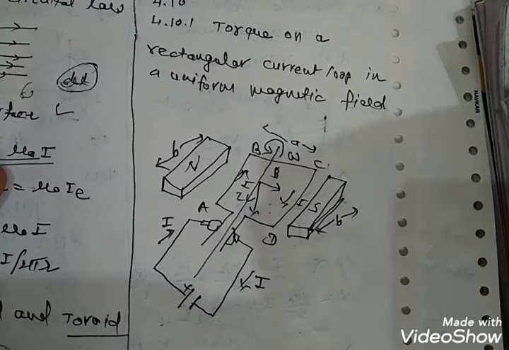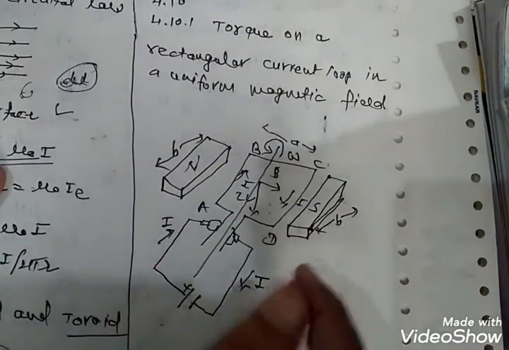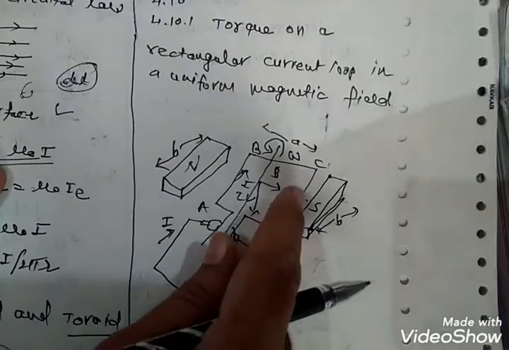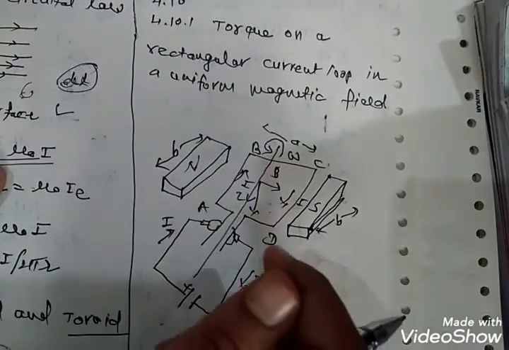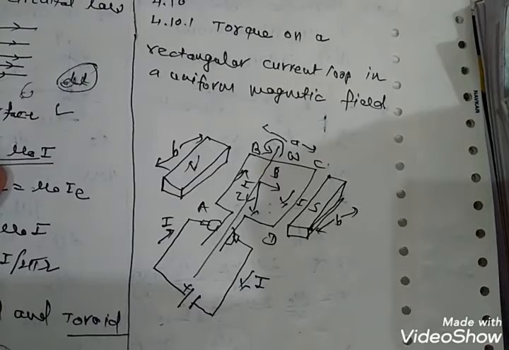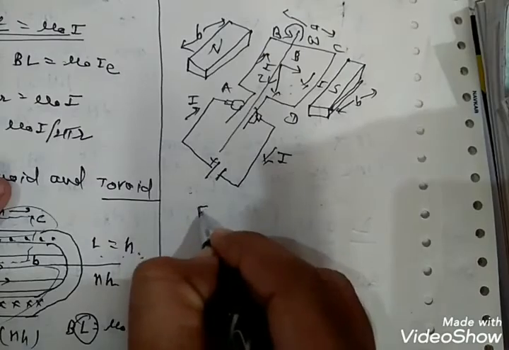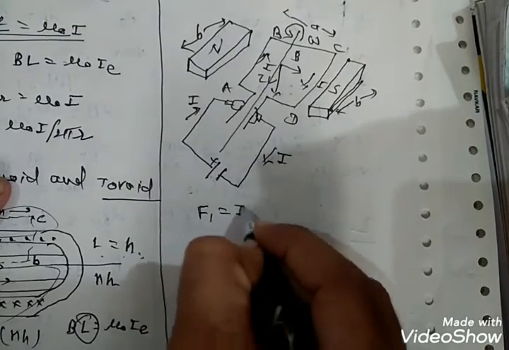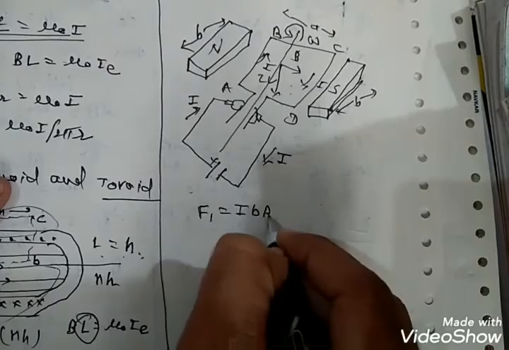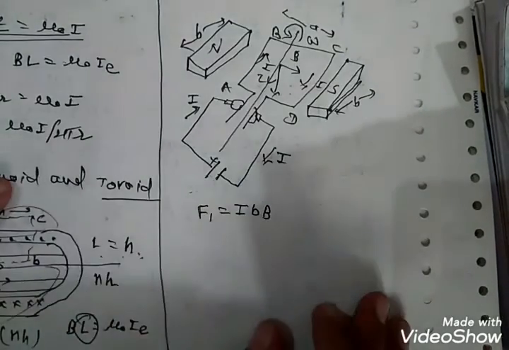The field exerts no force on the two arms AD and BC of the loop. It is perpendicular to the arm AB of the loop and exerts a force F1 on it, which is directed into the plane of the loop. Its magnitude is F1 equal to I b B, where B is the magnetic field.